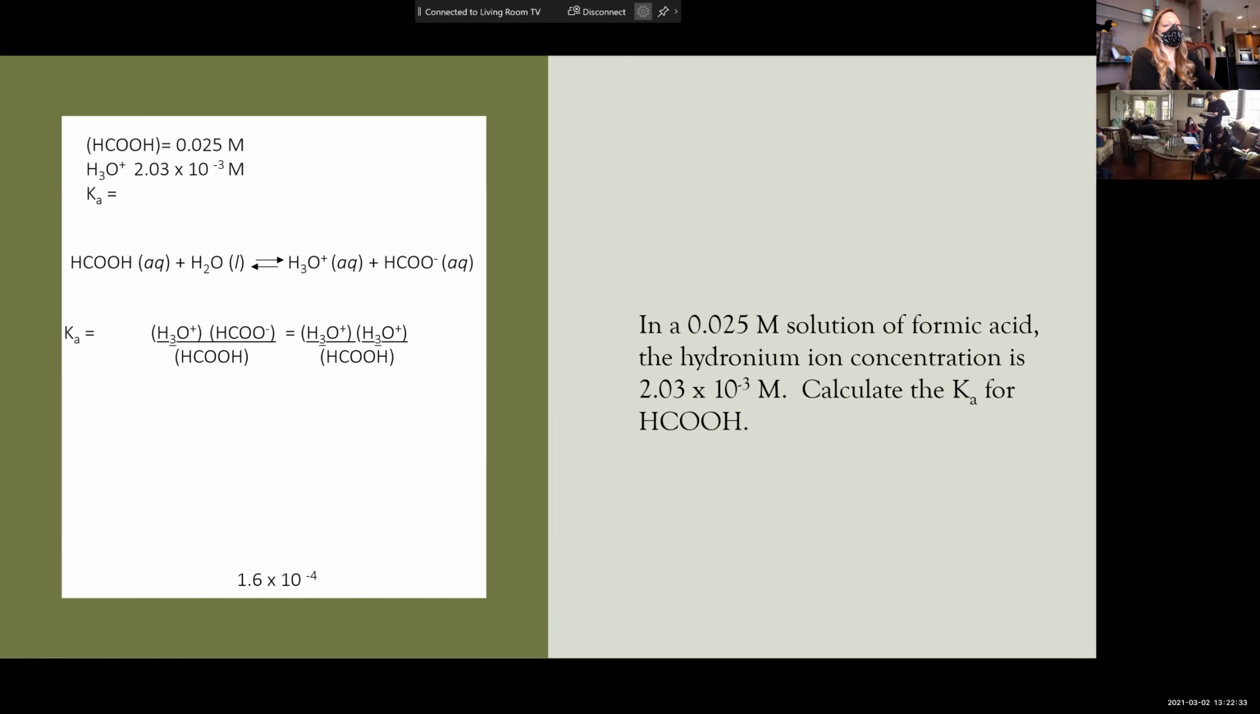In your equation, if your coefficients are 1 to 1, then you know that this ion and this ion are going to be in equal amounts. And then you divide it by the whole. So it's basically part and part. They're the same because the coefficients are the same, divided by the whole.